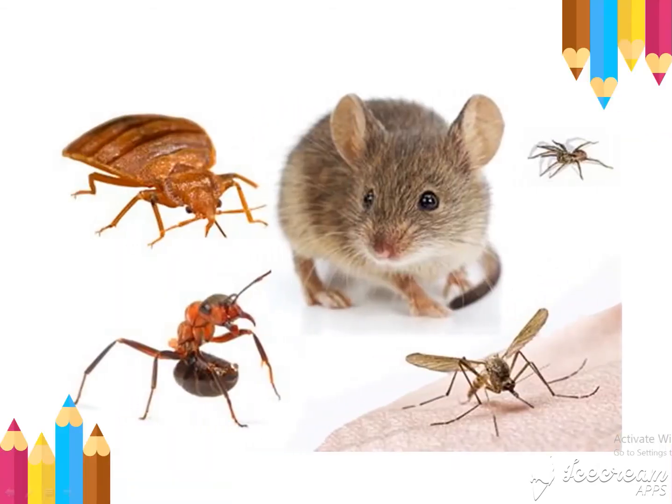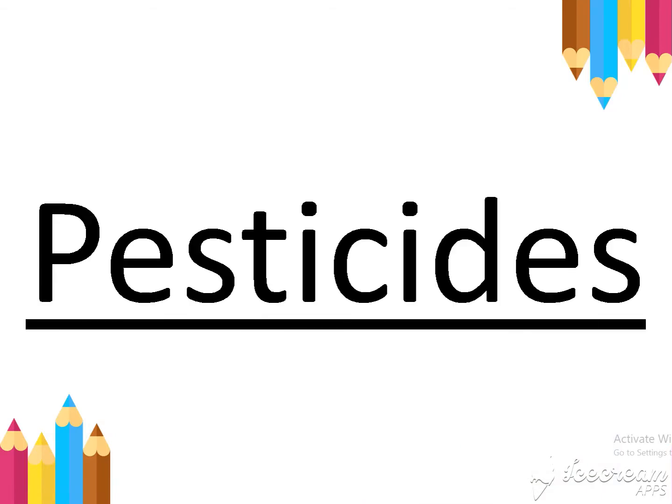Like weeds, some animals like rats and insects also damage the crops. These animals are called pests, and they are destroyed by using pesticides. So pesticides are the chemicals used to kill pests.